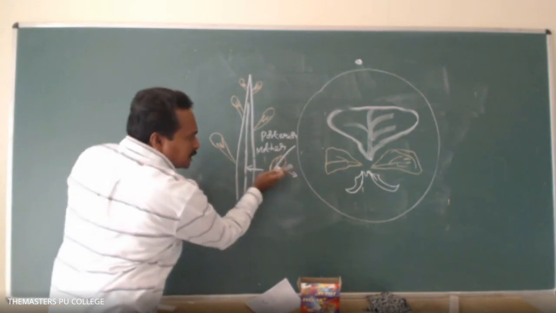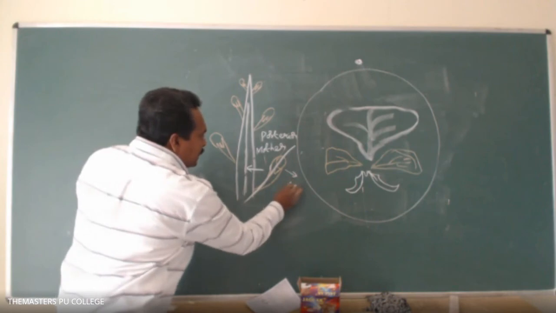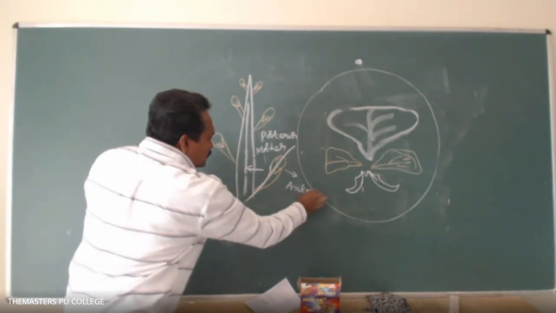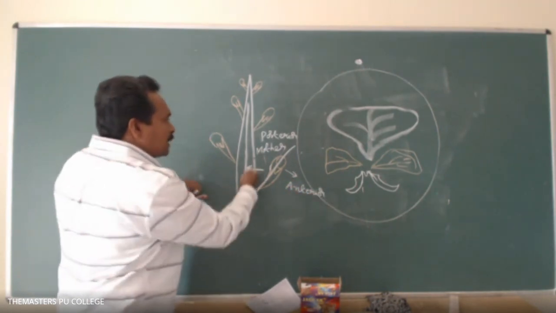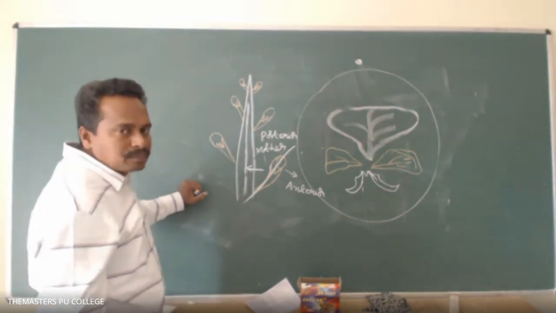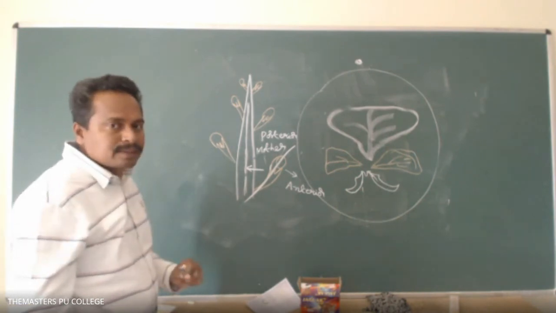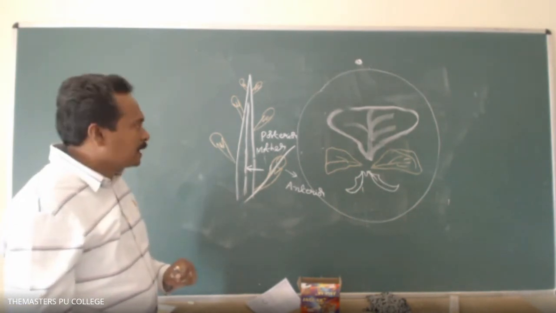Then the opposite side of that flower is the anterior side. So the mother axis is not a stem. It's not a stem. Yes, sir, racemose type of inflorescence. Understood, sir.